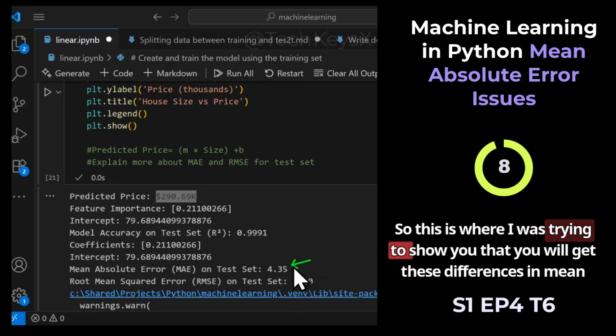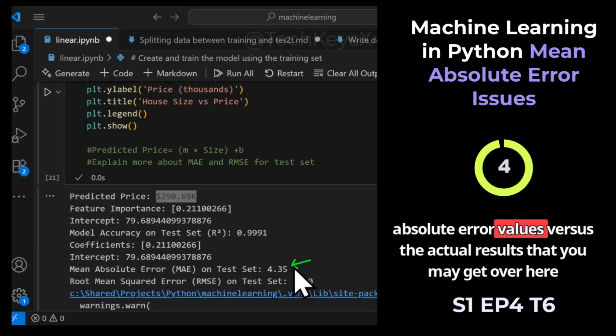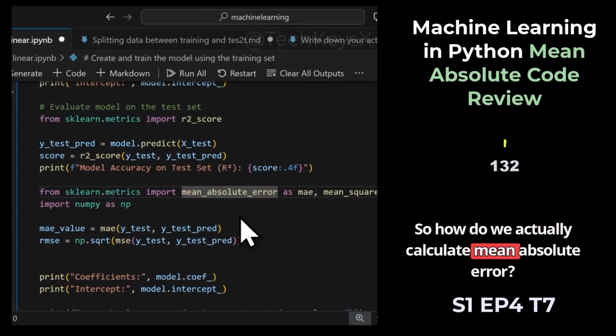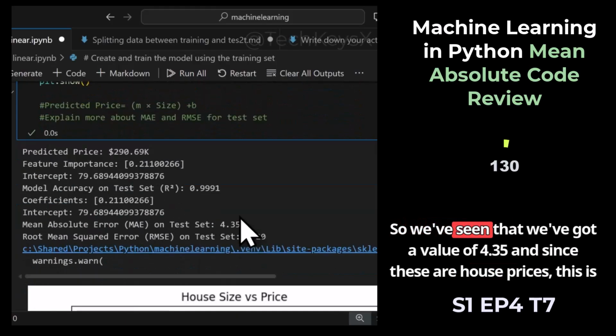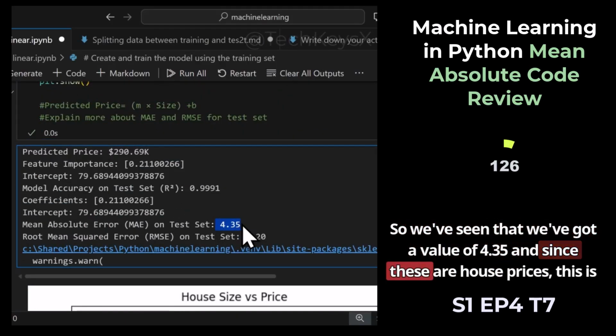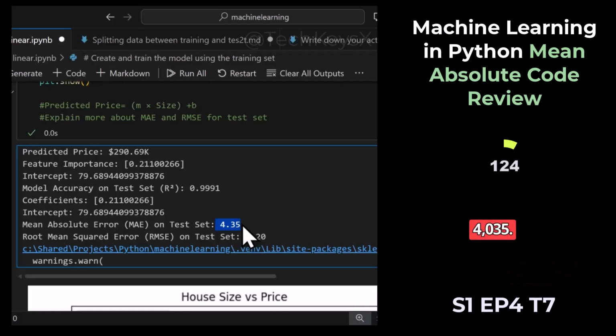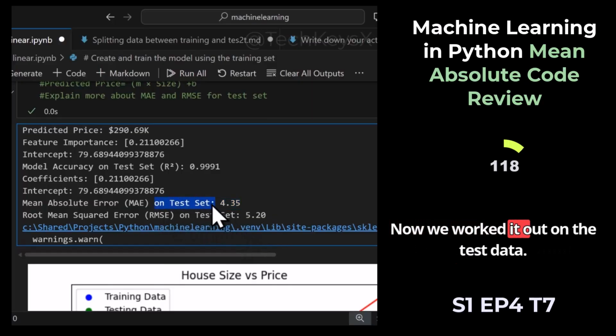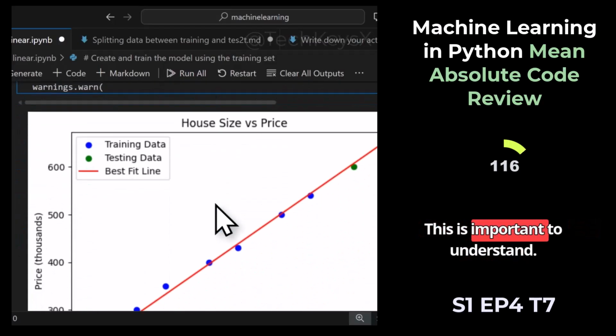So this is where I was trying to show you that you will get these differences in mean absolute error values versus the actual results that you may get over here versus here. So how do we actually calculate mean absolute error? So we've seen that we've got a value of 4.35, and since these are house prices, this is 4,035. So that's what the difference is between actual and predicted. Now we worked it out on the test data. This is important to understand.